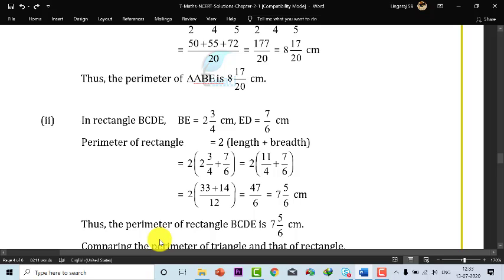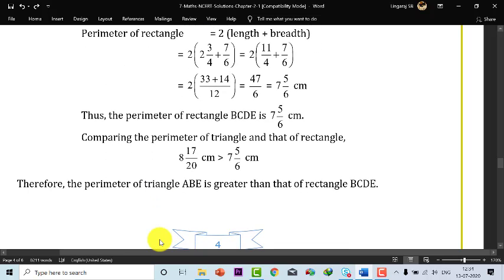Here 2 and 12 get cancelled. 2 1s are 2, 2 6s are 12. So 47 by 6 we got here. So divide the numerator by the denominator. Then we get 7 whole 5 by 6 centimeter, because 6 7s are 42. Then 5 remains, that 5 will be the remainder, which should be written in the numerator place. 7 is the quotient, that is the whole number, and 6 is the divisor. So we got here, thus the perimeter of the rectangle BCDE is 7 5/6 centimeter.